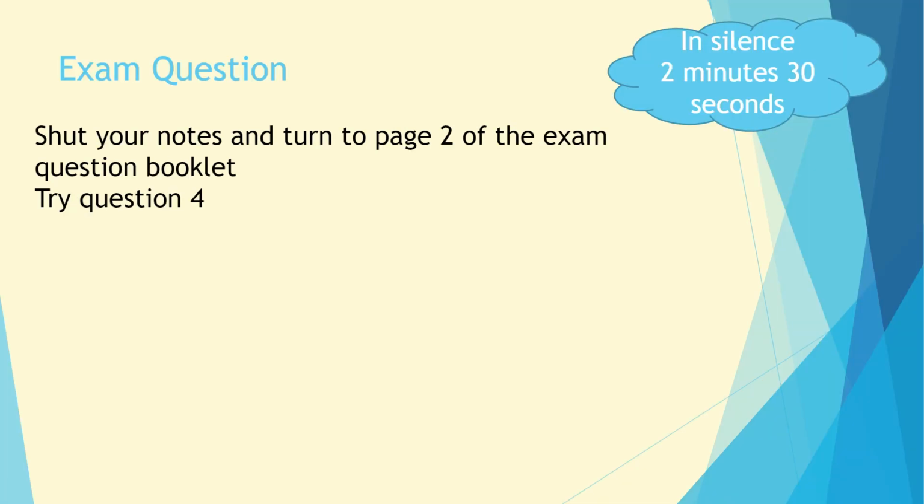Okay, so you will have a copy of the exam question booklet, which I've given you for social influence. At this point, I would suggest you close your notes and then turn to page 2 of the exam question booklet to try question 4. This is a short answer question. If you wanted to try it timed, you could try it with a timer of 2 minutes and 30 seconds.